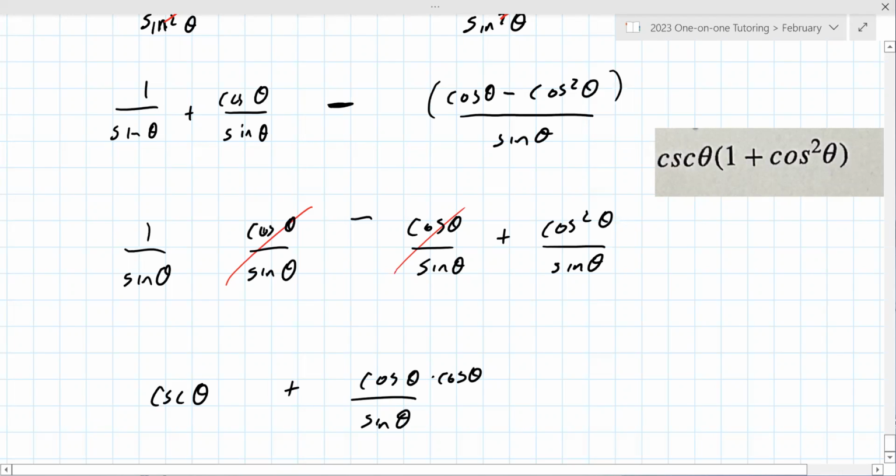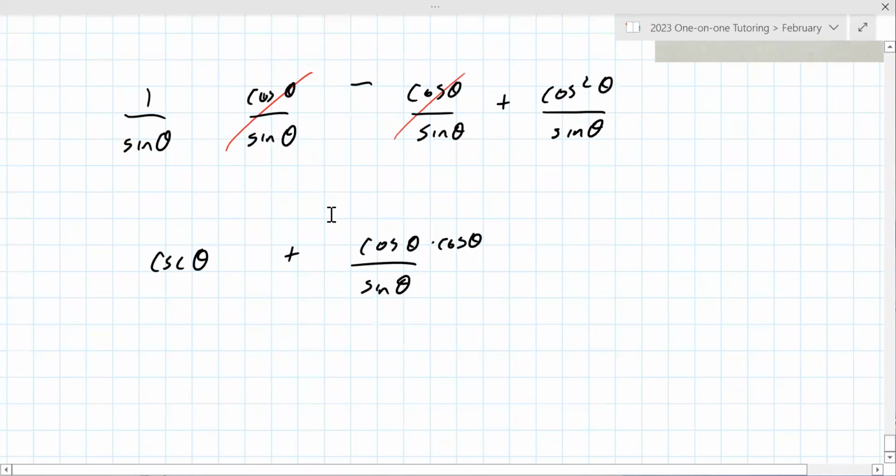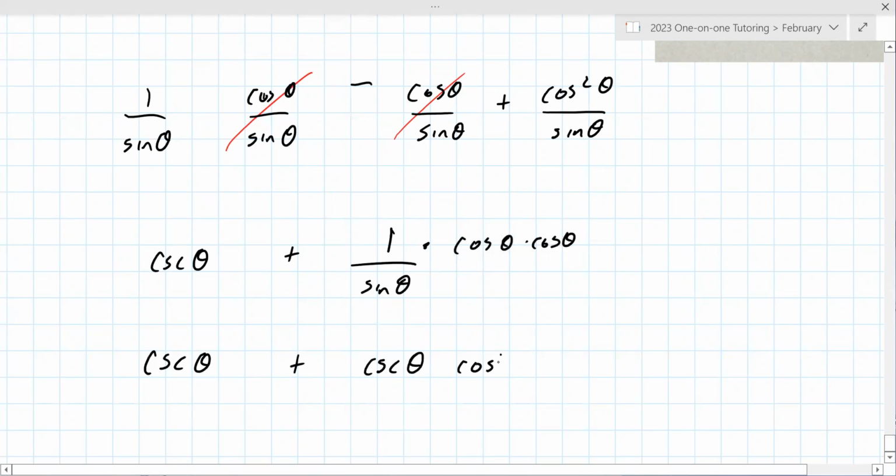Sorry, I was looking ahead and I don't like what I see here. Oh, I know, I see what I want. This one is tough. So this is actually not quite right. We want to move this over a little bit and we want to put a 1 here like that. So now it's cosecant theta plus cosecant theta cosine squared theta. And then you can factor out a cosecant theta from both. And that gives you the 1 plus cosine squared theta.